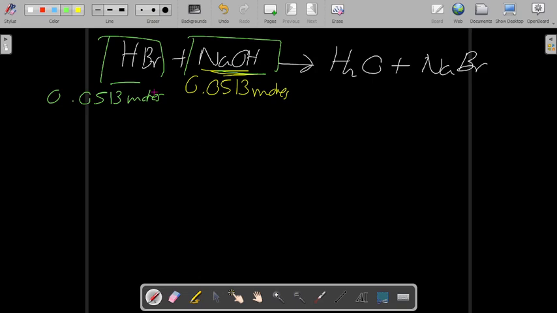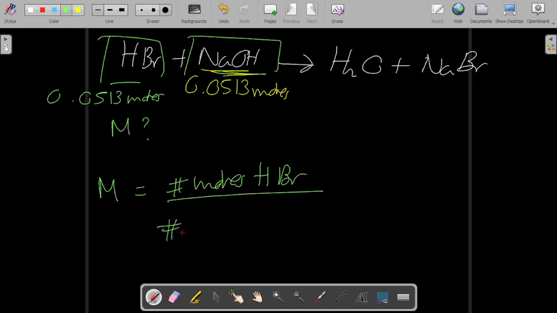Step 4 says, find the concentration asked. So they're asking for the concentration here. They want to know the molarity. This is what we need to find out. How do we do that? Well, the molarity is going to be the number of moles of the acid that we don't know divided by the number of liters in that solution.